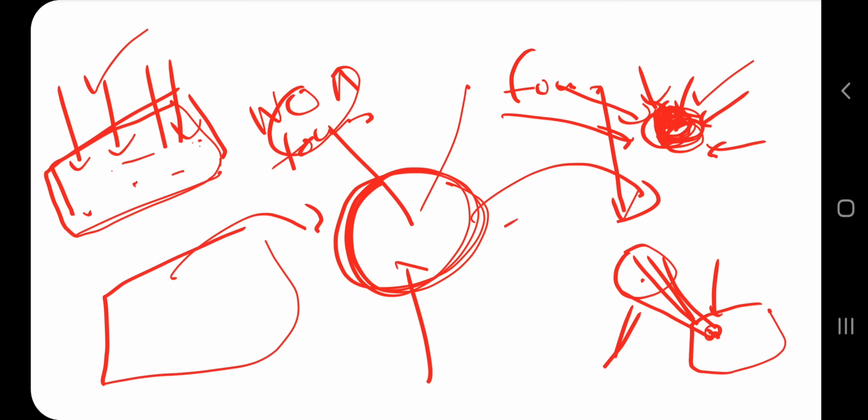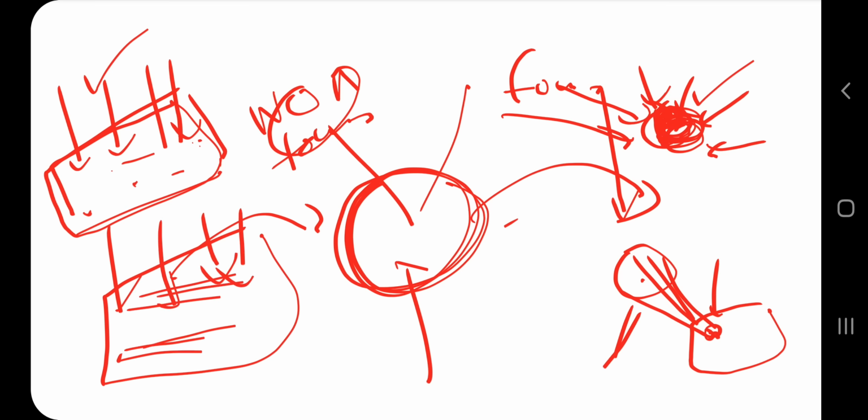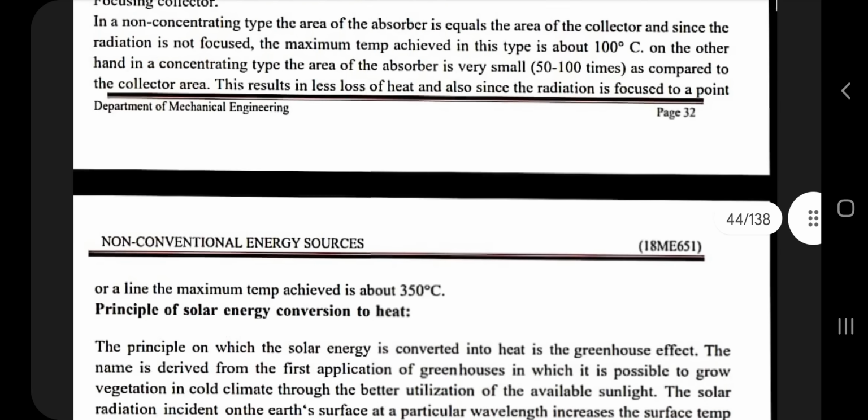Non-focusing type is a wide area, you will be getting heat over a very large surface, but the temperature will not be as high as with the focusing one. So that's what is mentioned here. You can go through it for more information.